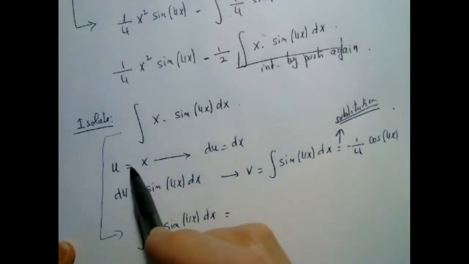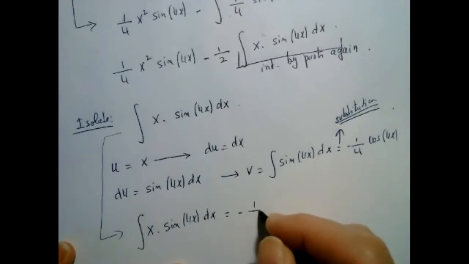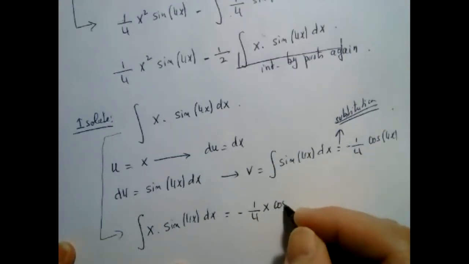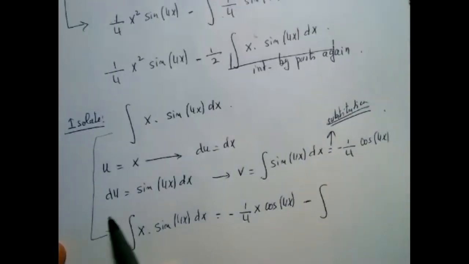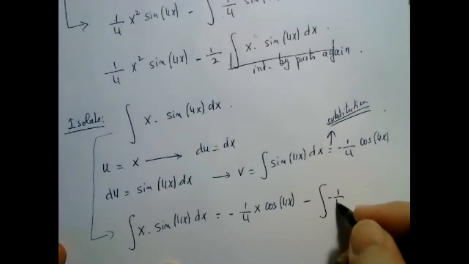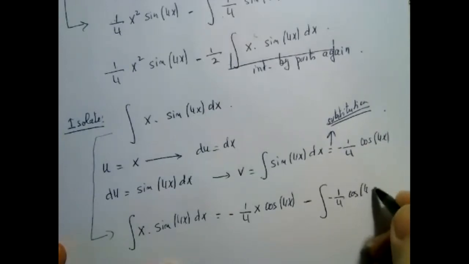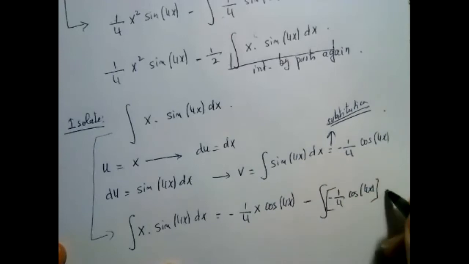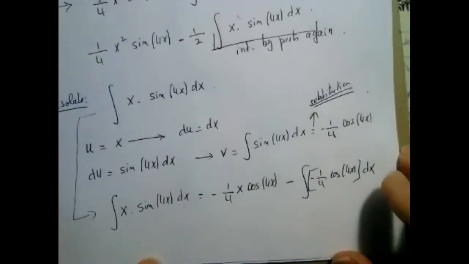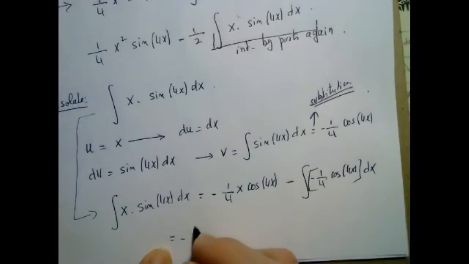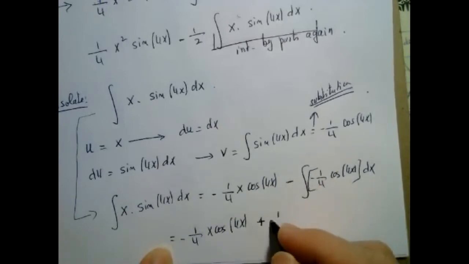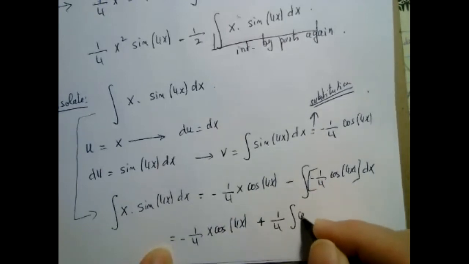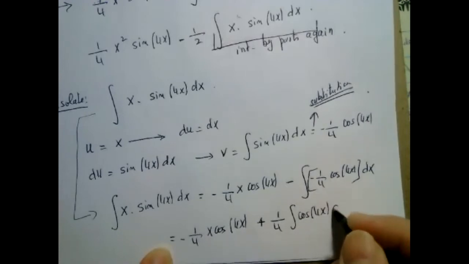So this is going to be equal to uv minus the integral of v du. So we have to clean up this one a little bit. Minus minus is a plus, 1 over 4 antiderivative of cosine 4x.